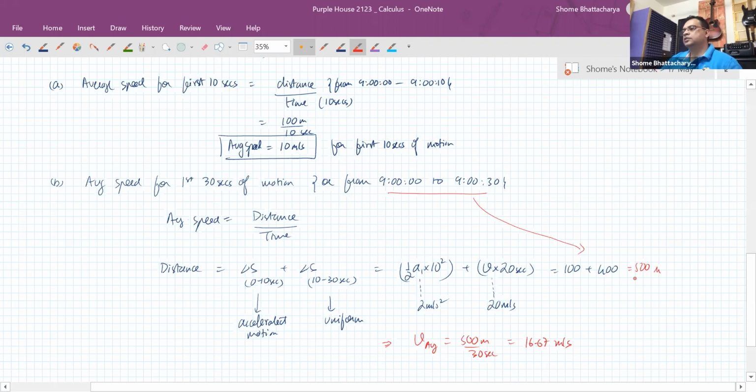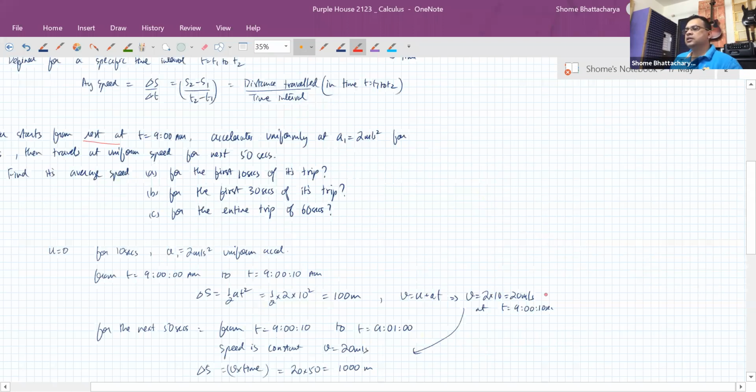Sir, from the time 10 seconds to 30 seconds, how did you find the distance? Speed into time. So we had seen earlier that at the end of 10 seconds, the car reached a speed of u plus at, that is, u was 0, a was 2 meters per second square, into a time of 10 seconds. So it reached a speed of 20 meters per second. Yes, sir. So from then what's happening? From 10 seconds till the next 50 seconds, it's maintaining that constant speed of 20 meters per second, right?